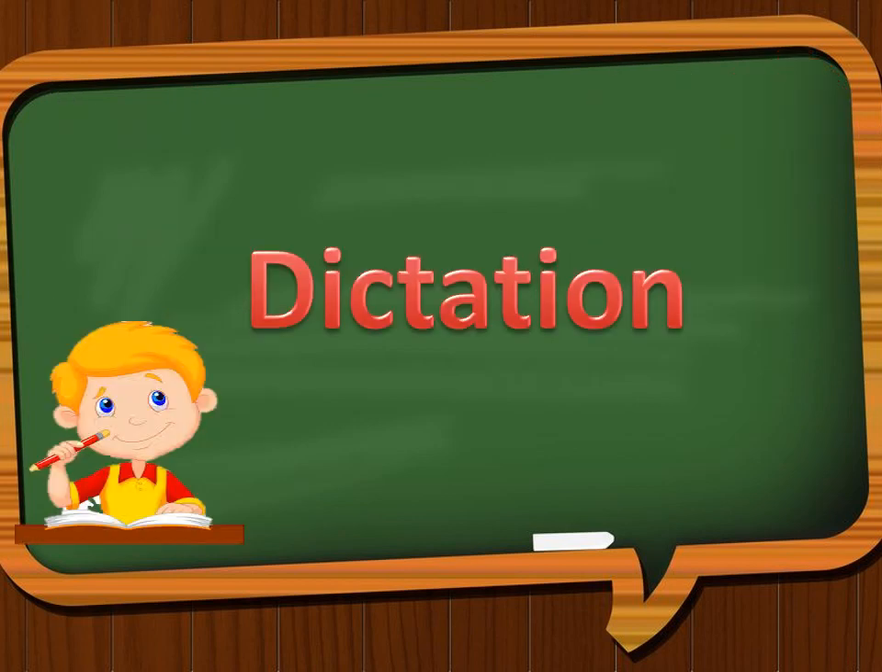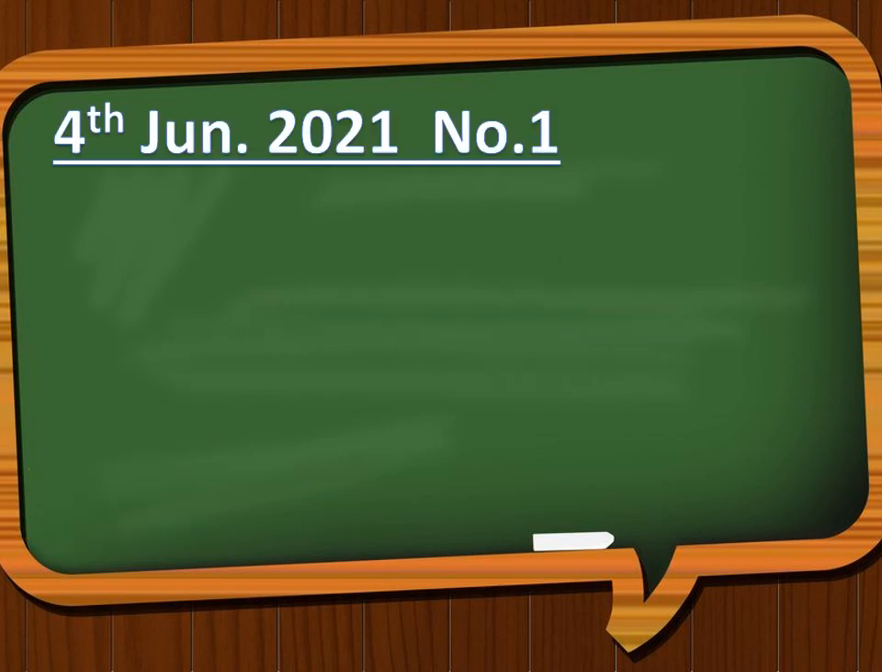Now, I want you to get your pencil and your notebook, or just a sheet of paper. Let's have dictation. In your paper, I know that you already know what you need to do. So write the date today: 4th, June 2021, and then number your paper from 1 to 3. Are you now ready?